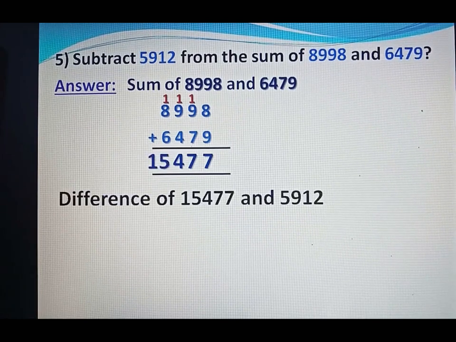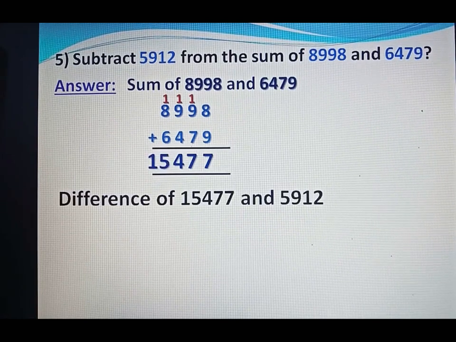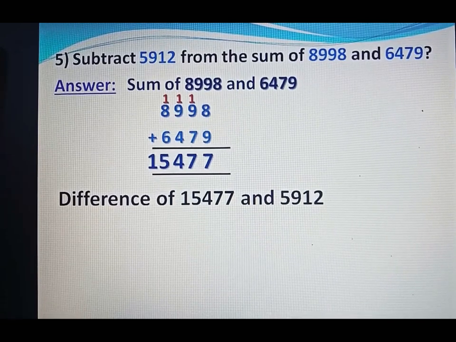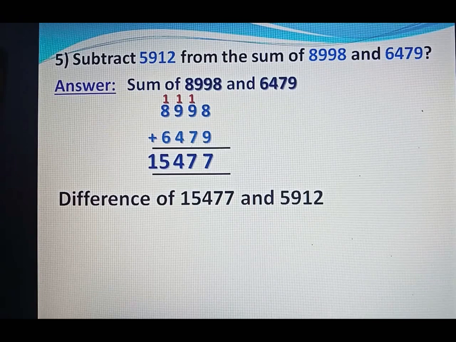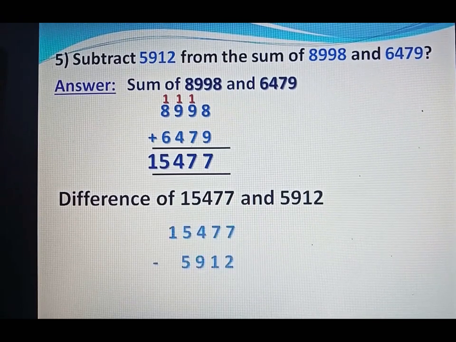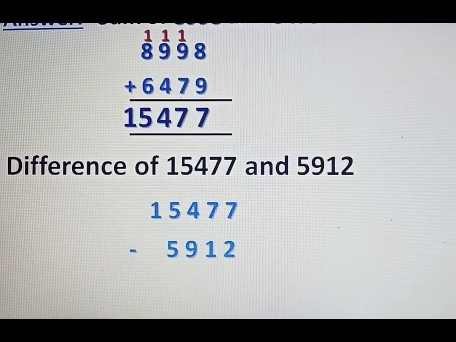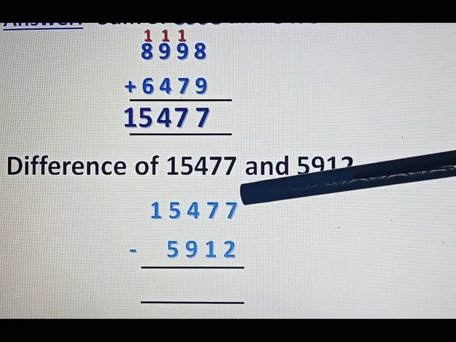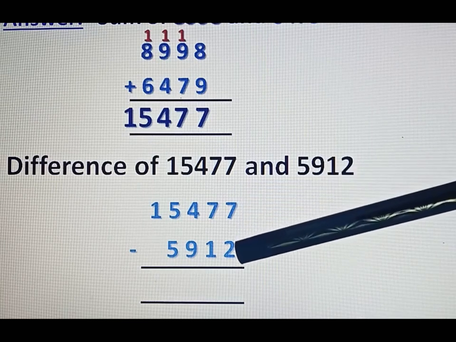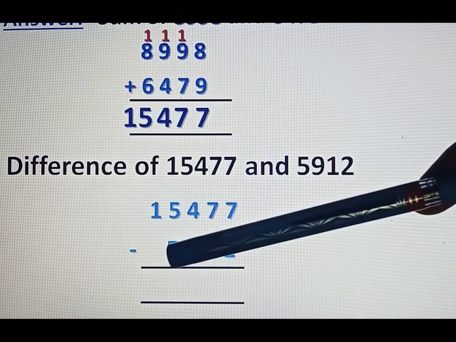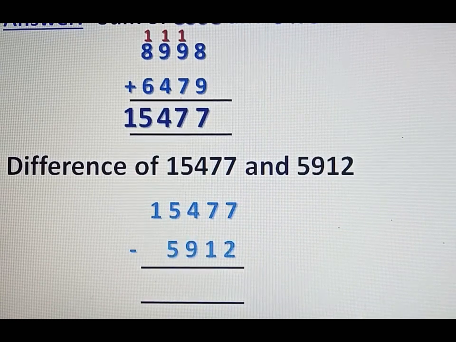So now we will do a difference of 15,477 and 5,912. So first we write the number in columns, that is 1, 5, 4, 7, 7, and the second number we will start from the last, that is 2, 1, 9, 5. Now we will do subtraction.